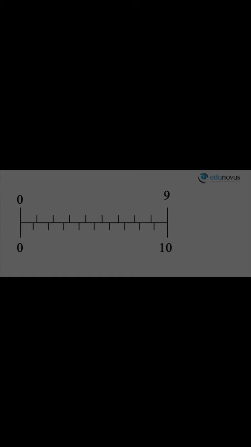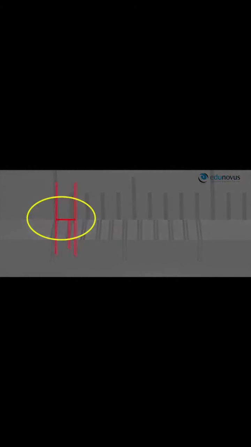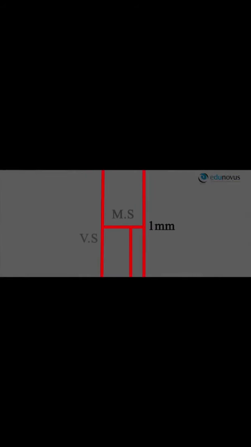Here, the upper scale, scale A, is called the main scale, and the lower scale, scale B, is the vernier scale. One vernier scale division is equal to 0.9 main scale divisions. As the length of the main scale division is equal to 1 mm, then one vernier scale division is equal to 0.9 mm. Therefore, each vernier scale division is shorter than the main scale division by 1/10 of one main scale division, or 0.1 mm.